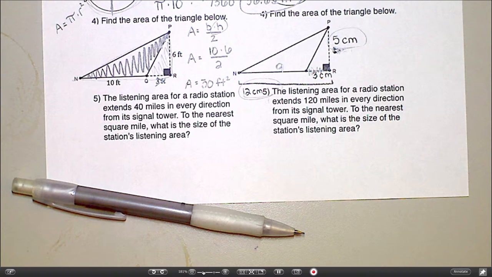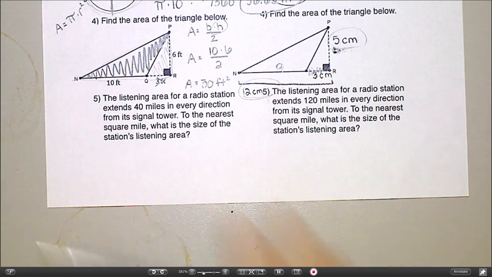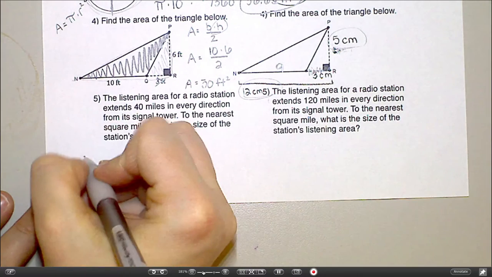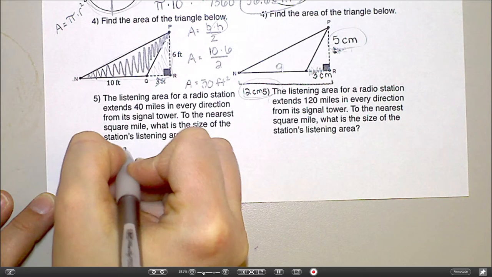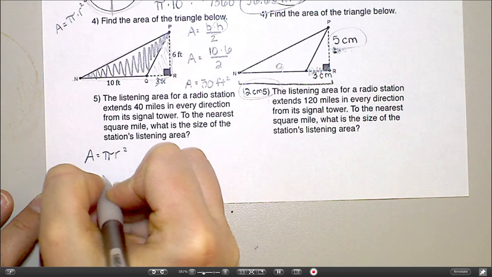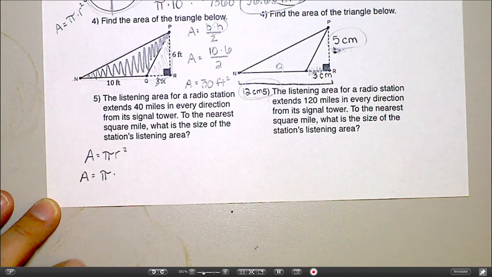Circle. Isn't the definition of a circle like everything that is the same distance away from a given point? So if I'm looking at everything that's 40 miles away from where I'm at right now, that's going to be a circle. Okay? So I want the area of this circle, which is pi r squared. What's the radius of my circle?